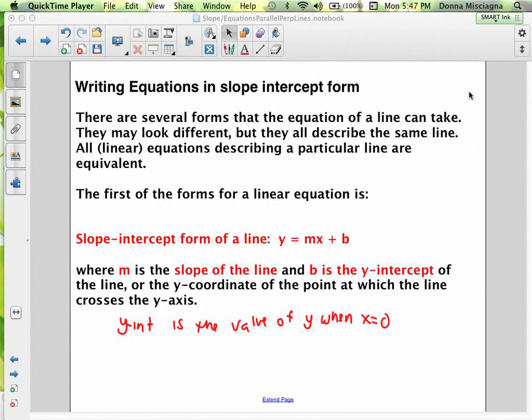Welcome to the Equations of Parallel and Perpendicular Lines, Podcast 2. This is writing equations in slope-intercept form. So there are several forms that the equation of a line can take. They may look different, but they all describe the same line. All linear equations describing a particular line are equivalent.